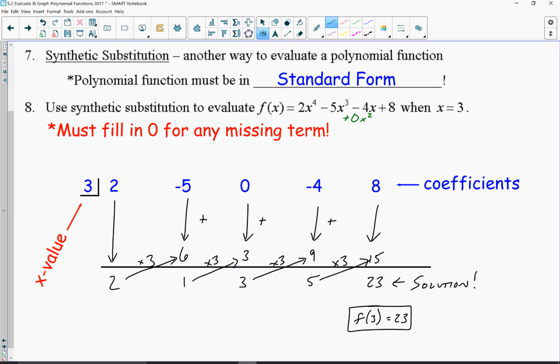When you do your synthetic substitution, all these lines and arrows I have drawn in here, you do not need to draw those. I just put them in here for your notes so that you can see more of what's going on.